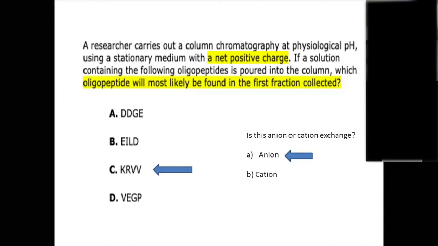Does that make sense, or do you want me to go over that again? Yeah. The main idea is that anion and cation exchange don't refer to the charge on the wall. It refers to the charge of the protein of interest that you're looking for that is supposed to stick to the wall. It gets very convoluted with these positive and negative charges, and then you have the anode and cathode, and in that sense, the anode is positive and the cathode is negative.